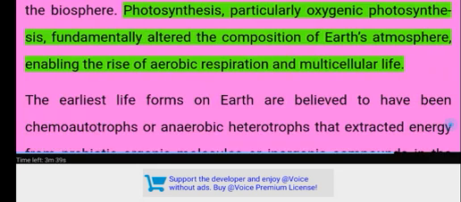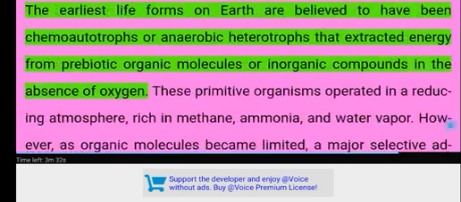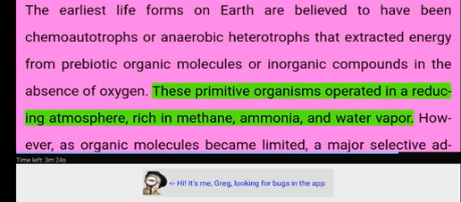Photosynthesis, particularly oxygenic photosynthesis, fundamentally altered the composition of Earth's atmosphere, enabling the rise of aerobic respiration and multicellular life. The earliest life forms on Earth are believed to have been chemoautotrophs or anaerobic heterotrophs that extracted energy from prebiotic organic molecules or inorganic compounds in the absence of oxygen. These primitive organisms operated in a reducing atmosphere, rich in methane, ammonia, and water vapor.